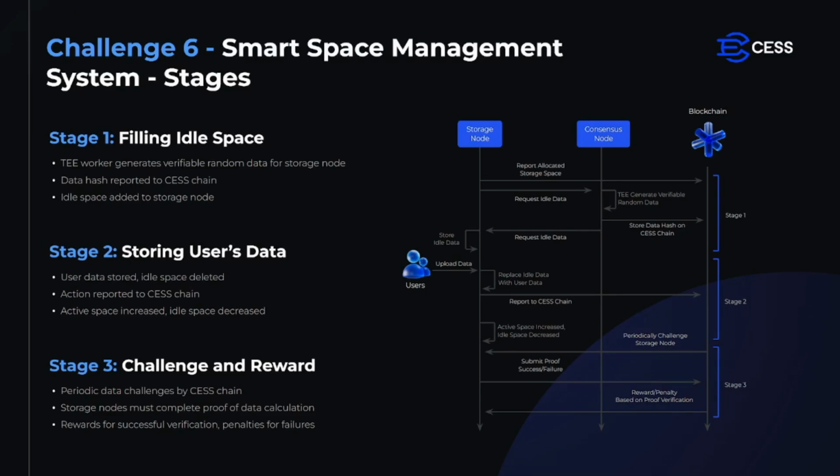The diagram visually represents these stages, starting from the reporting of allocated storage space to the blockchain, requesting and generating verifiable random data, replacing idle data with user content, and finally the periodic challenges and reward system. This structured approach ensures efficient management and verification of storage space within the CESS network.